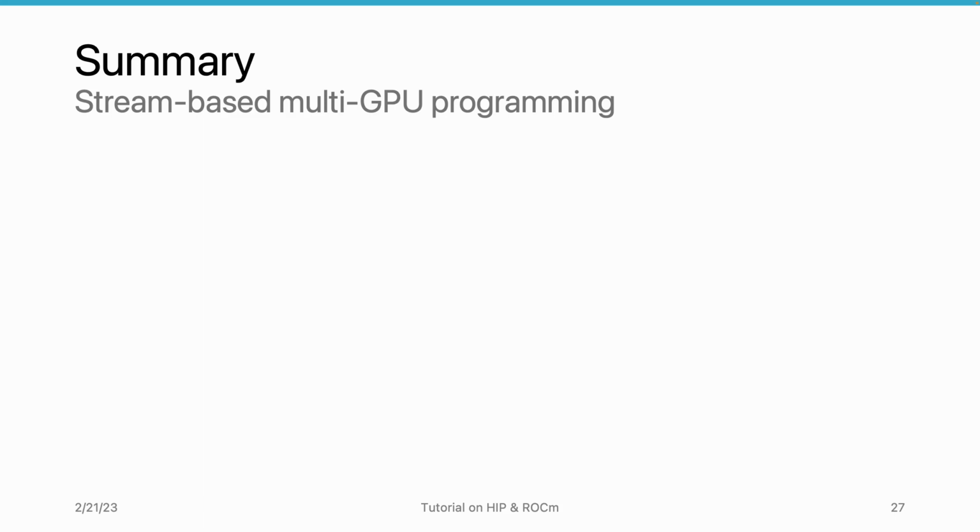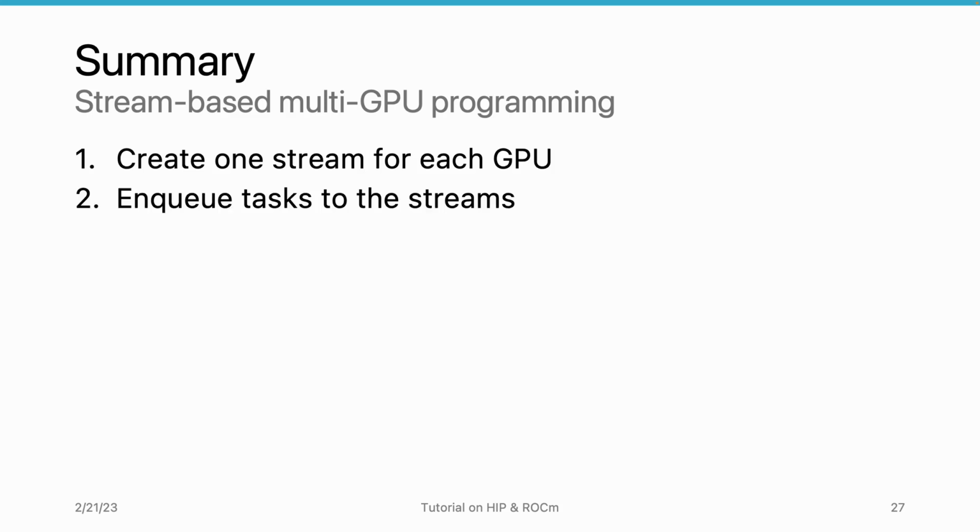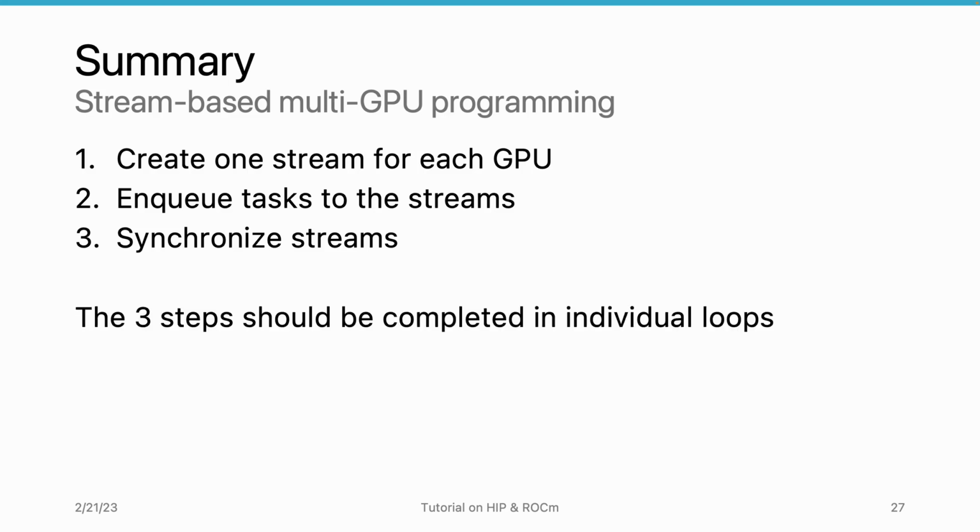So as a summary, we want to summarize the stream-based multi-GPU programming skills. So the key idea is to create one stream for each GPU. We want to enqueue the tasks to the streams in loops. We can enqueue many memory copy and kernel launching tasks to the streams. Then finally, we need another loop to synchronize all the streams to wait for all the GPUs to complete their execution. Then we can start to exchange memory. So these three steps should be completed in individual loops. And the first thing to do in each iteration of the loops is to call this heap-set-device API.